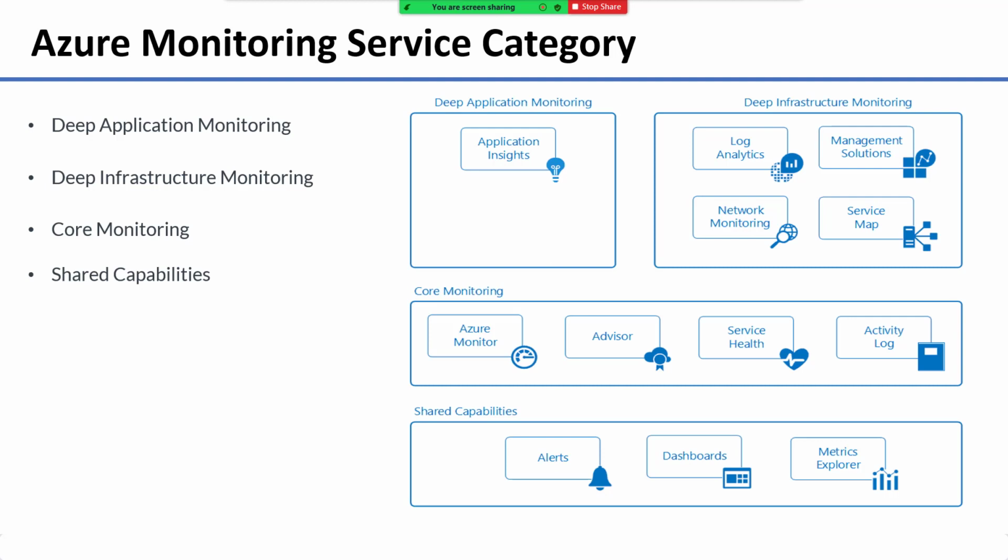If we talk about the shared capabilities, they are Alert, Dashboard, and Metrics Explorer. It is not necessary that an Alert can only be generated by Azure Monitor, or a Dashboard can only be generated by Azure Monitor, or Metrics Explorer can only be used by Azure Monitor. No, these are independent entities also.